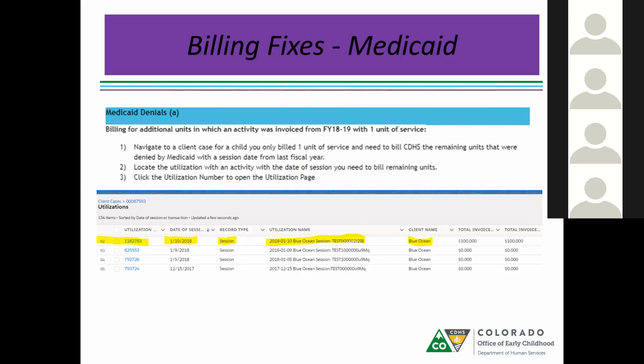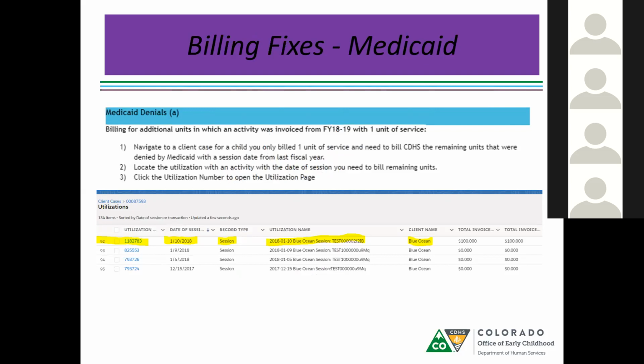That'd be great. Okay. So remember last year we had 3 different scenarios. You're going to see the same scenarios. So this first one is if you are billing for an activity date of session that's prior to 7/1, so it's in the last fiscal year in which you billed 1 unit to CDHS, because the system does allow you to do that, and now you've received that denial in the fiscal year 1920, so July 1 or later through October 31st. And you need to enter in those additional units.